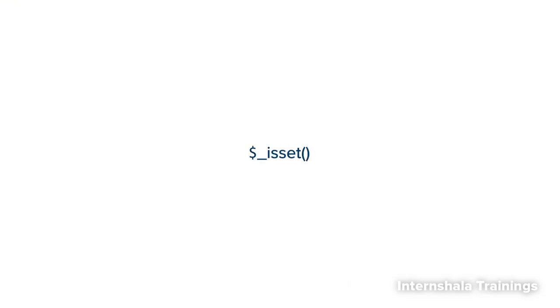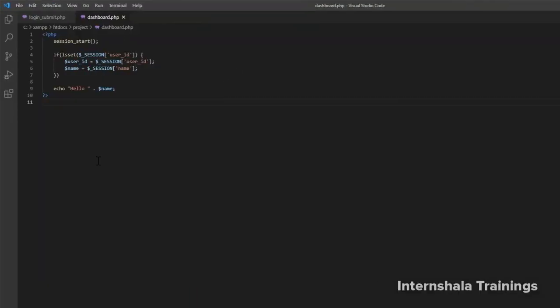And for this we have the isset function. This function ensures that the session has a user ID set and is not equal to null. Only then it will try to print the name. So in our dashboard.php file, we can use this function like this. This function returns the value as true if the user is logged in. Otherwise, it returns false when the user is logged out.